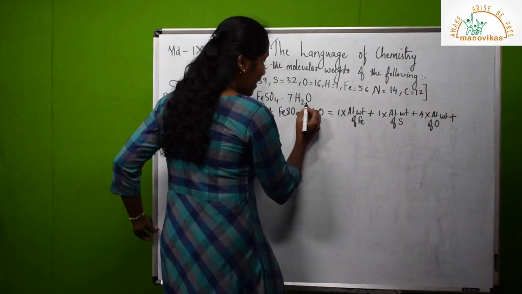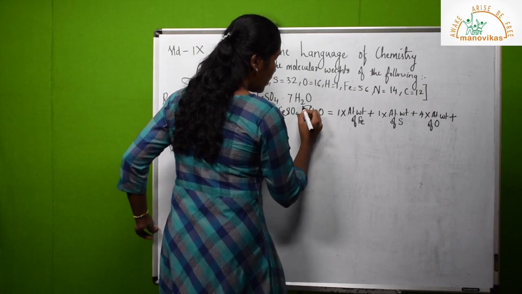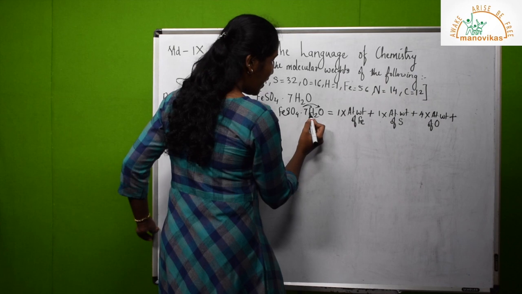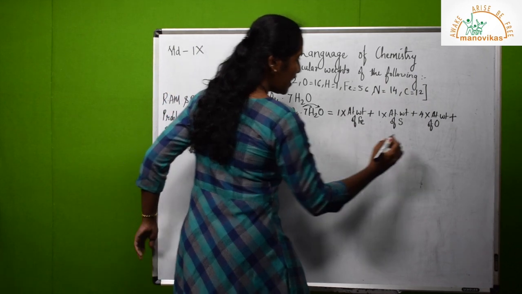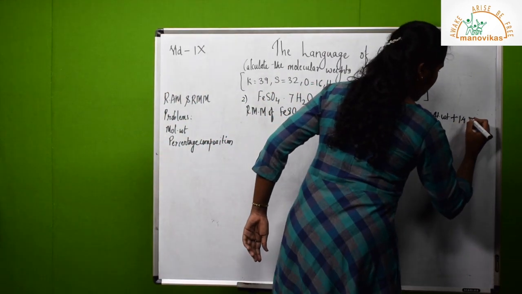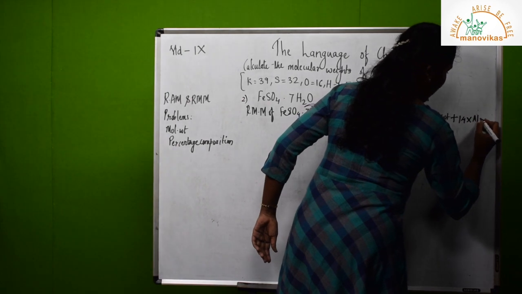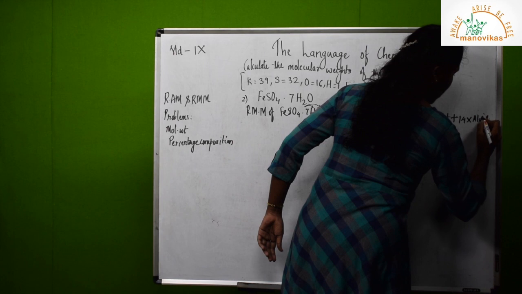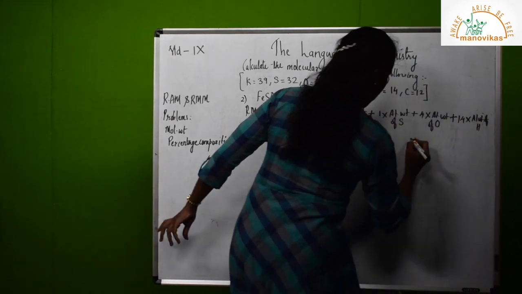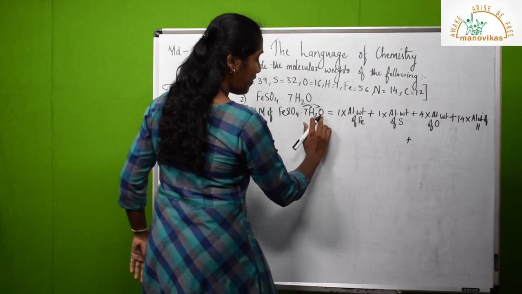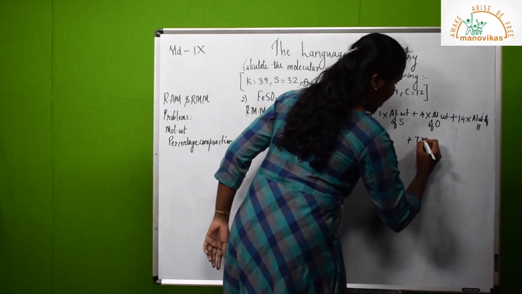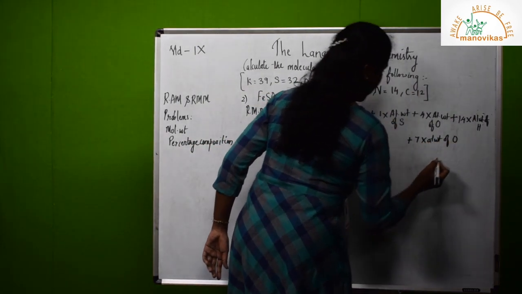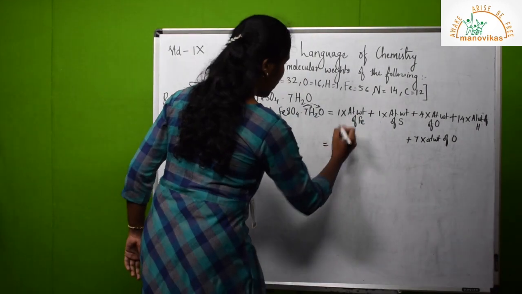So now this 7 is applicable for hydrogen also, 7 is applicable for oxygen also. That is 7 into 2, that is 14 times 14 into atomic weight of hydrogen plus 7 into O, that is 7 into atomic weight of oxygen. Okay, so I'll just substitute a value.